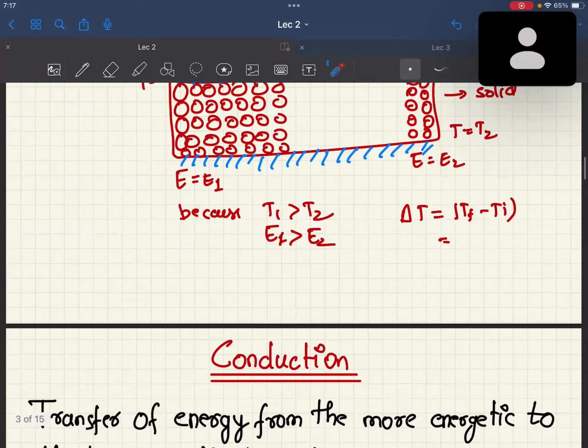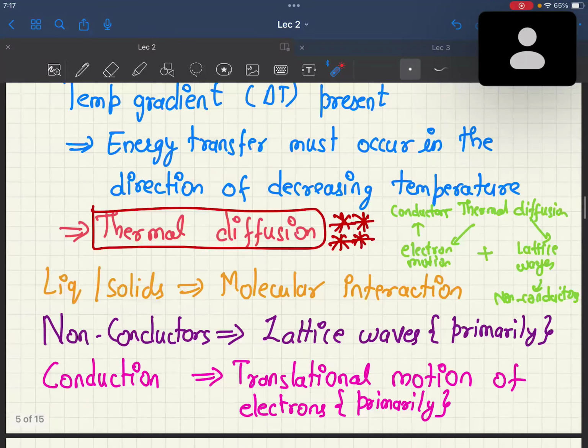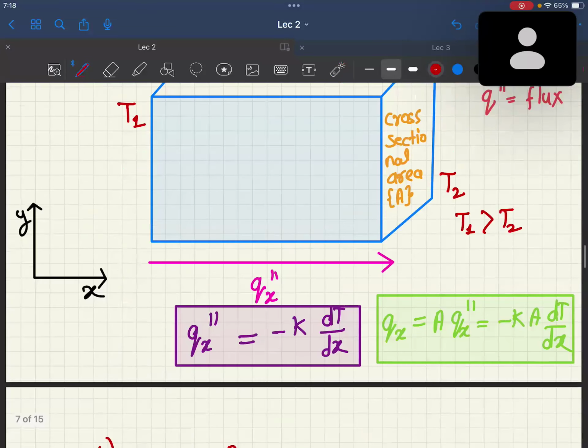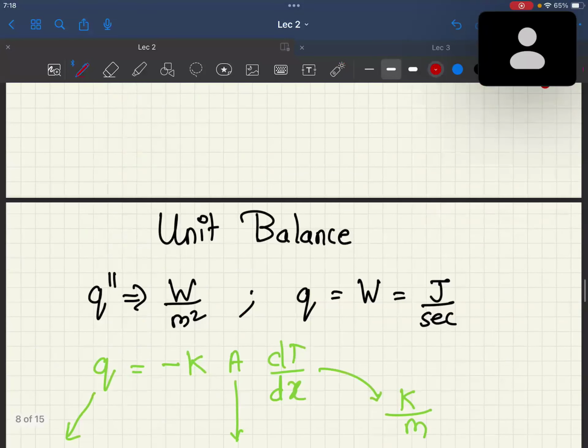So to counter that, so that this flux becomes positive, we just add a negative sign. And remember the conventions which we are using. Whenever we have a simple quantity, that is rate, Q prime is nothing but the rate of heat transfer per unit area, and flux of heat transfer is rate divided by area, right?